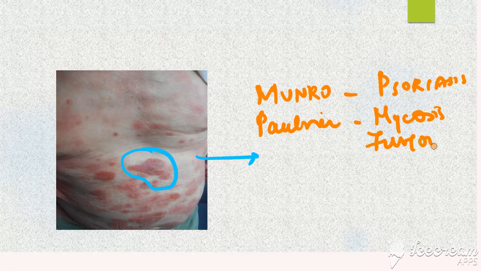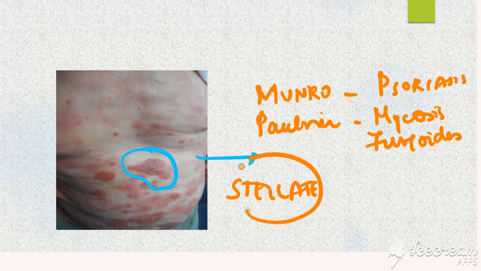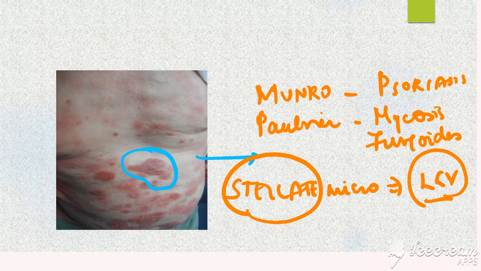Do you know any other microabscess? So if you read Robbins, the infection chapter, you can see stellate microabscess. So stellate microabscess can be caused by LGV. That's called lymphogranuloma venereum. What's the causative organism? So the causative organism for lymphogranuloma venereum is Chlamydia trachomatis.